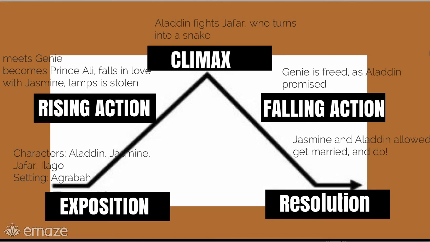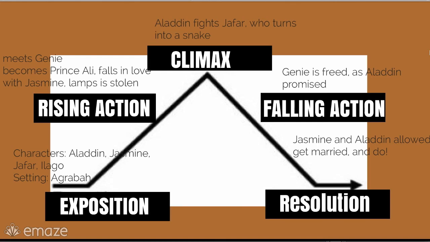The climax, the most exciting or intense part, and the turning point, is when Aladdin fights Jafar, who turns into a snake. In the falling action, the genie is freed, as Aladdin promised after he defeated Jafar, and the resolution, Jasmine and Aladdin are allowed to get married.